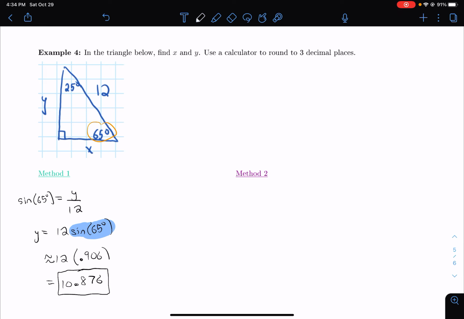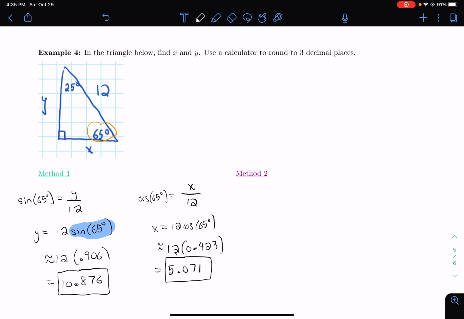Let's get x. Sine was great because it helped us get y. What if I used cosine? If I use cosine of 65, that's adjacent over hypotenuse, and the adjacent to 65 is x. Hypotenuse is 12. So let's multiply the 12 over, and I'll get x equals 12 times cosine of 65. I'll need a calculator to do cosine of 65. So 12 times cosine of 65 is about 0.423, and multiplying these, this is 5.071. Okay, so that's what I'm getting for x. X is about this, if I round it to 3 decimal places.